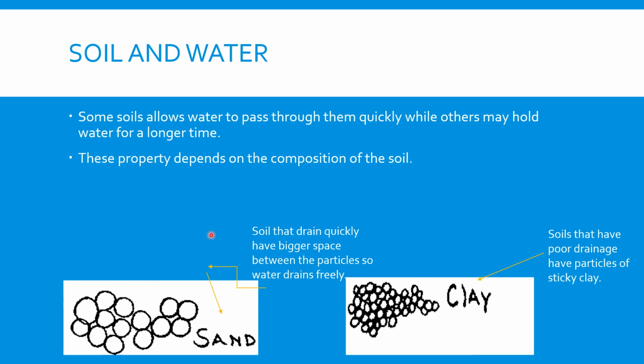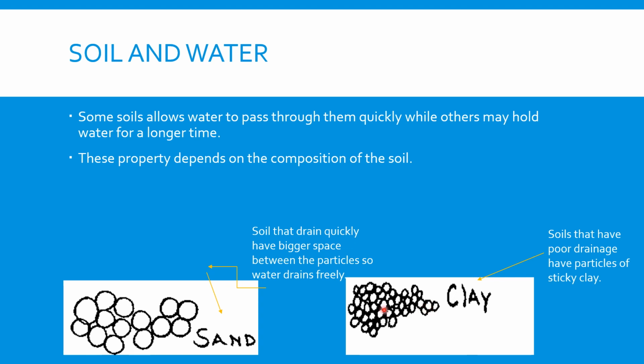Farmers sometimes treat the soil to improve the drainage. This helps them grow the crops. Soils that have poor drainage have particles of sticky clay, which are very small and packed closely together. These particles hold the water and it cannot move.